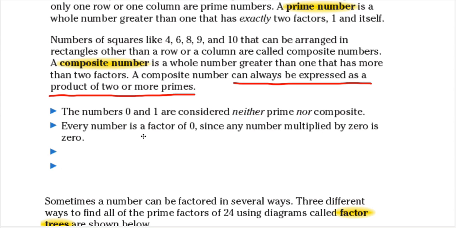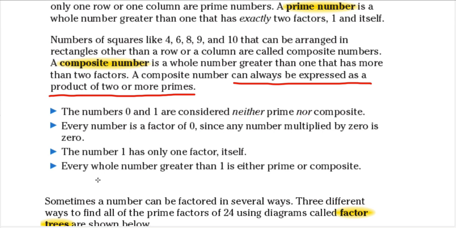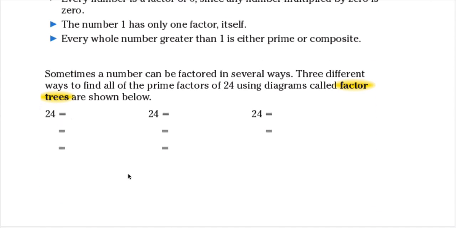Every number is a factor of 0, since any number multiplied by 0 is 0. We know that the number 1 has only one factor, which is itself, and every whole number greater than 1 is either prime or composite. So any whole number greater than 1 is either prime or composite. Okay, definitions out of the way.